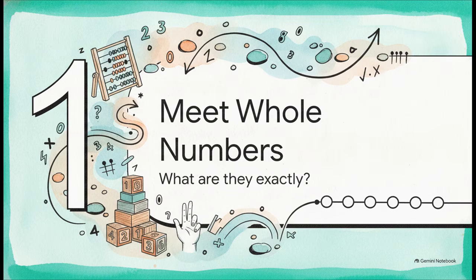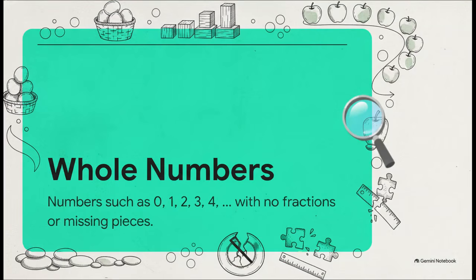Section 1. Meet the whole numbers. Okay, so you hear the term whole numbers thrown around a lot. But what exactly does it mean? Well, whenever we talk about whole numbers, we simply mean our basic everyday counting numbers. We start right at 0, and then it's 1, 2, 3, 4, and so on, upwards to infinity. The absolute most important thing to remember here is that there are no fractions, no tricky decimals, and no missing pieces. Just perfectly clean, complete numbers.